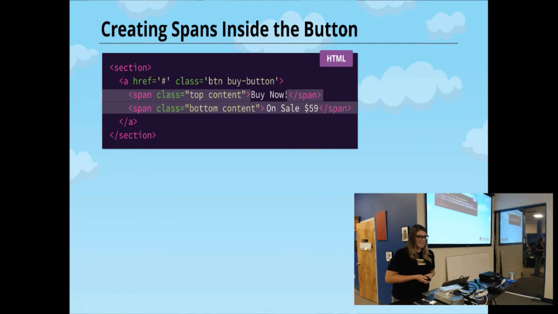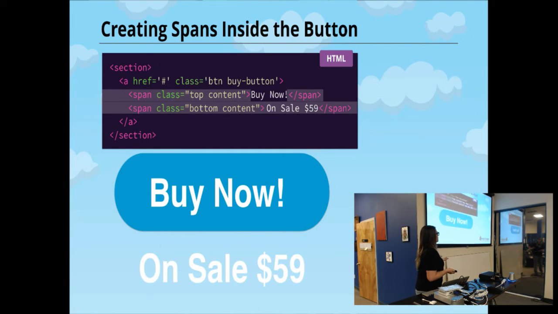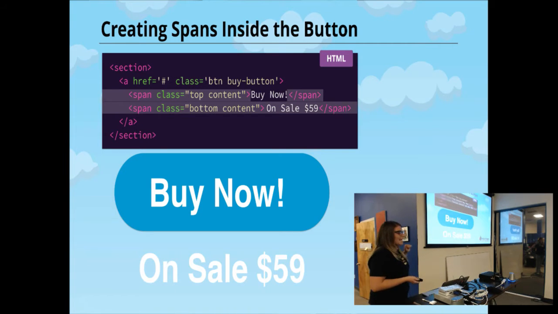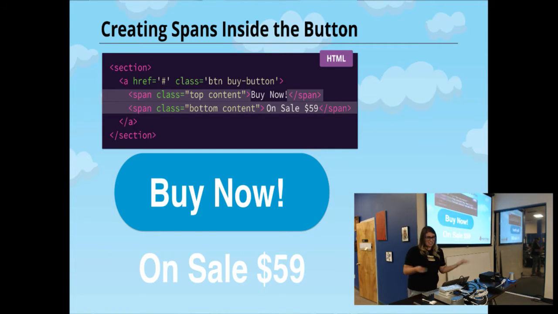And we're going to create a second span with our additional information. So I just said on sale $59. Currently, what this looks like is the Buy Now is in the button, and then you have on sale overflowing and looking so gorgeous, and you're like, ship it. I mean, my button's done. No, I'm kidding. JK, guys. So yes.